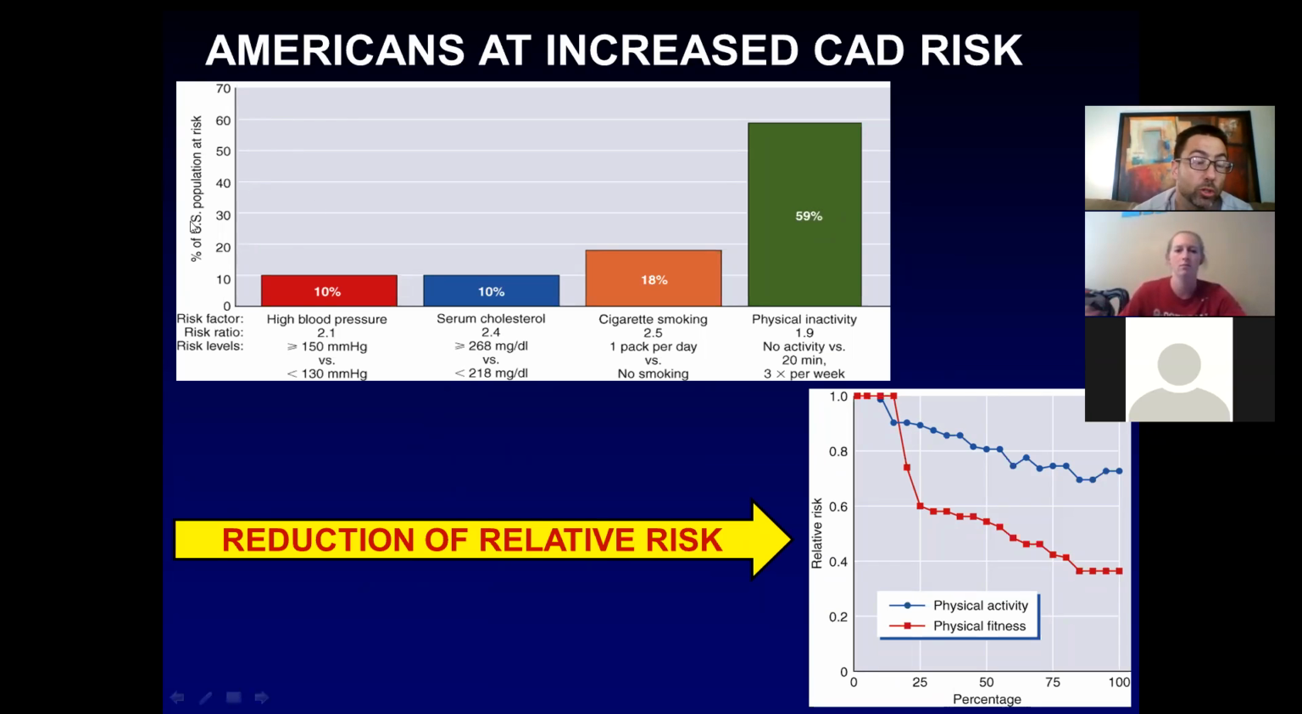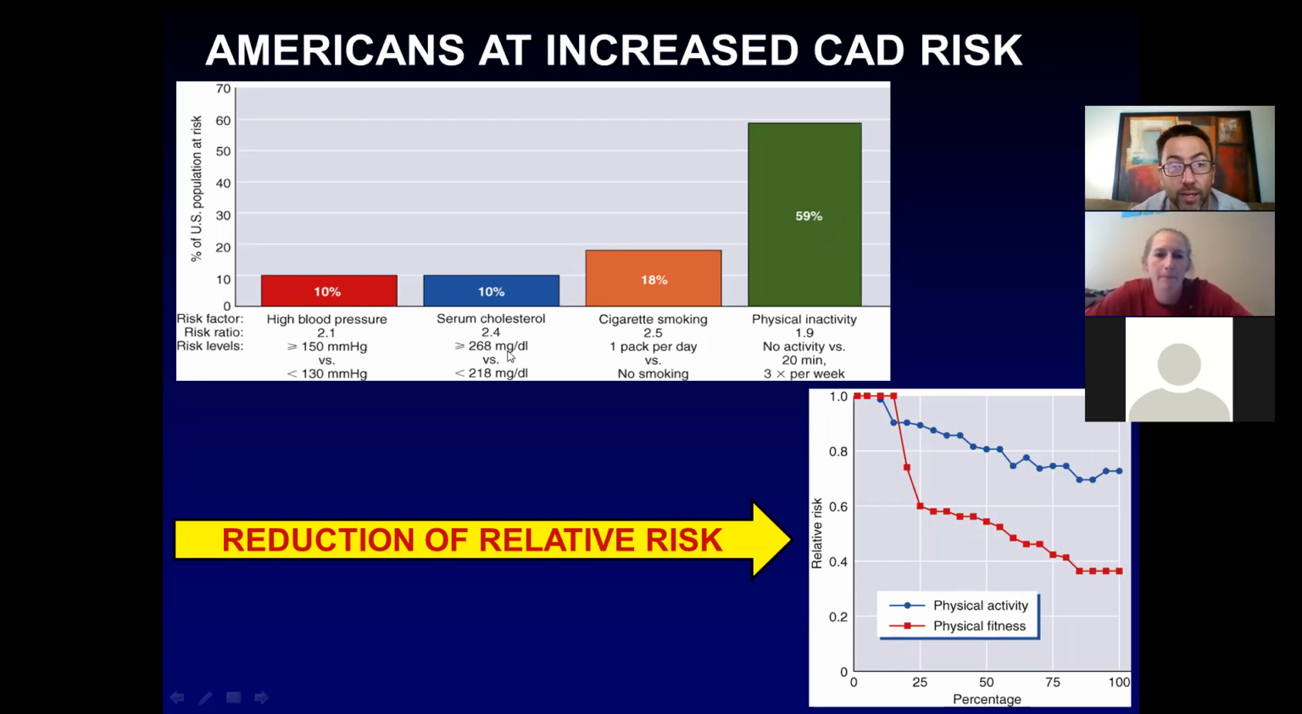Okay. This is the percentage of the U.S. population that is at risk for or at an increased risk for developing coronary artery disease based upon each individual risk factor. Okay. So if you look at this, people that have hypertension, people that have elevated blood pressure, if your systolic pressure is, let's say, 150 millimeters of mercury versus a person that is at 130, then you're about 2 times as likely to develop coronary artery disease. That's going to affect about 10% of the U.S. population. About 10% of the U.S. population has a systolic pressure that's greater than 150.